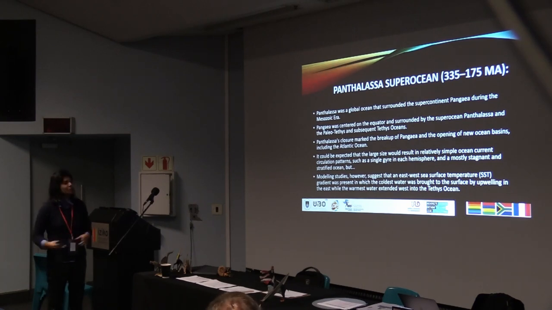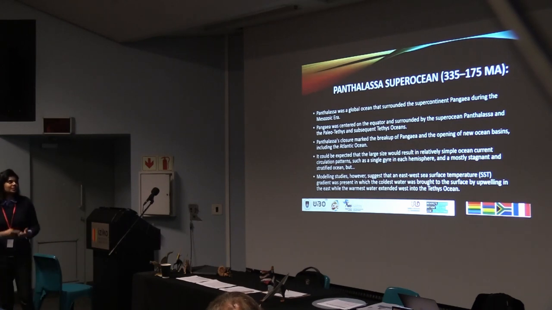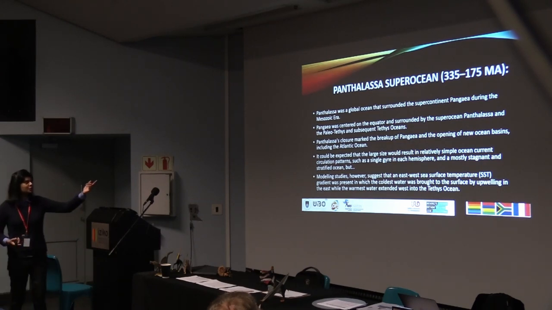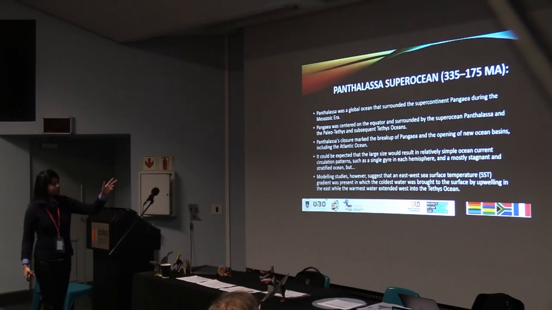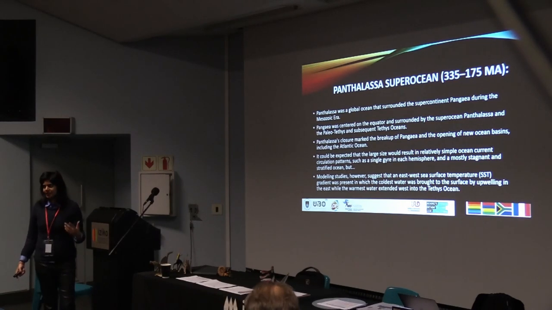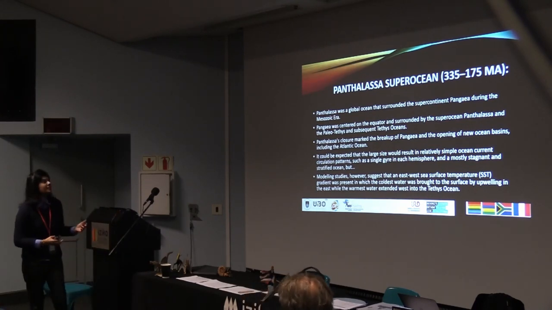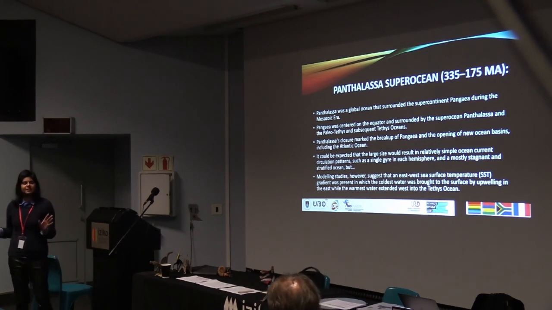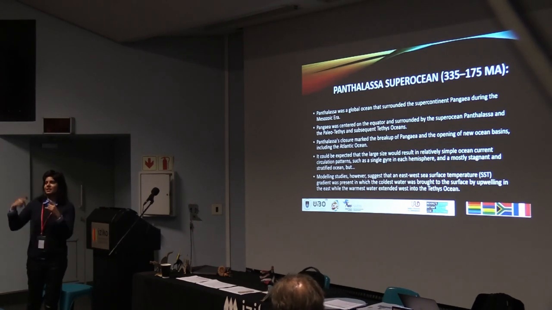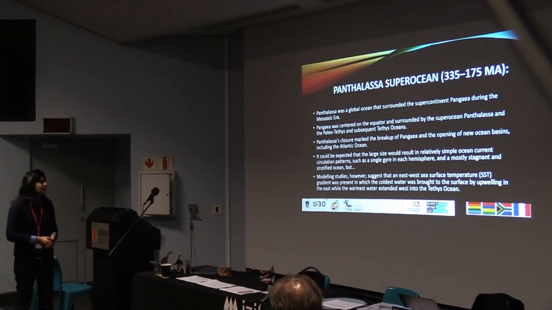And so Pangaea is centered at the equator, and then it's surrounded by this big ocean, but also probably Paleo-Tethys, I'm going to mention Tethys later, and then the subsequent Tethys oceans. And Panthalassa's closure marked the breakup of Pangaea and the opening of some new ocean basins, which eventually will come to the Atlantic Ocean.